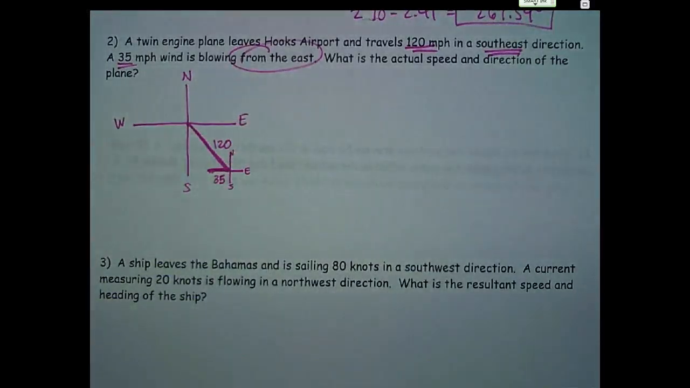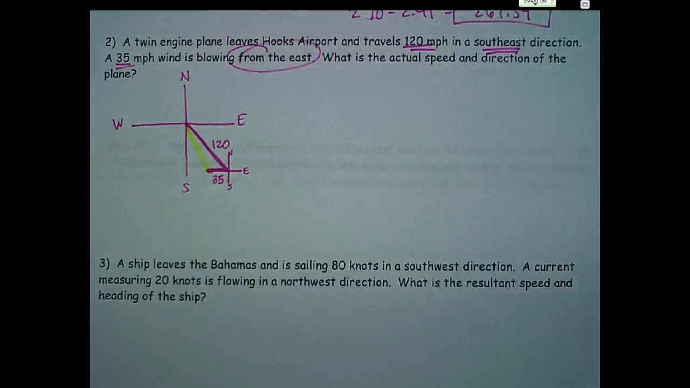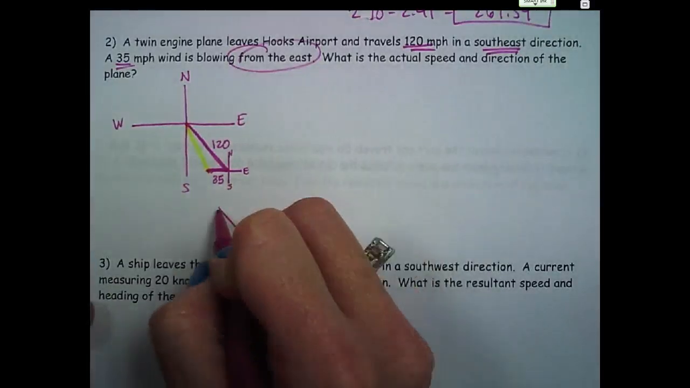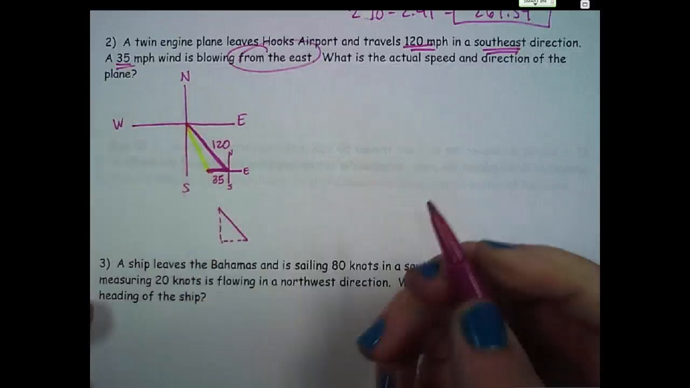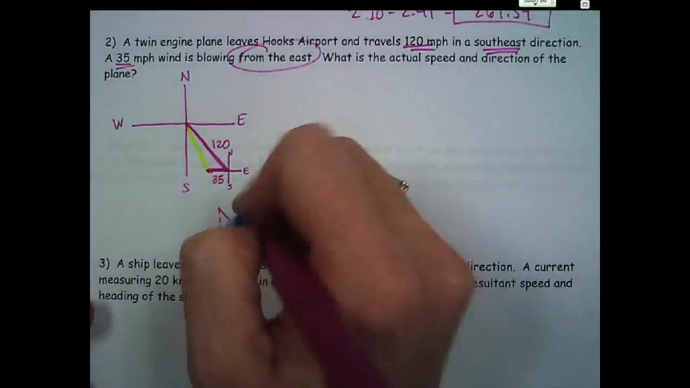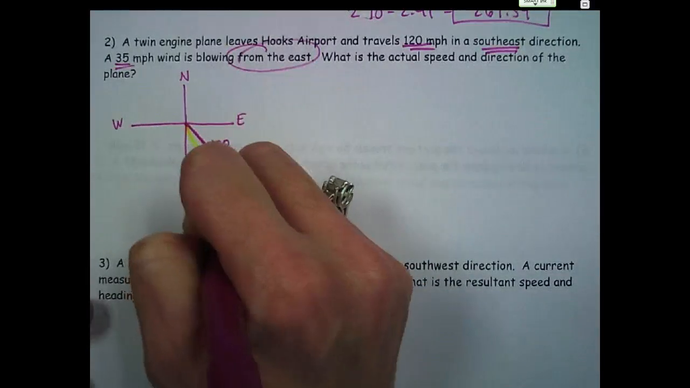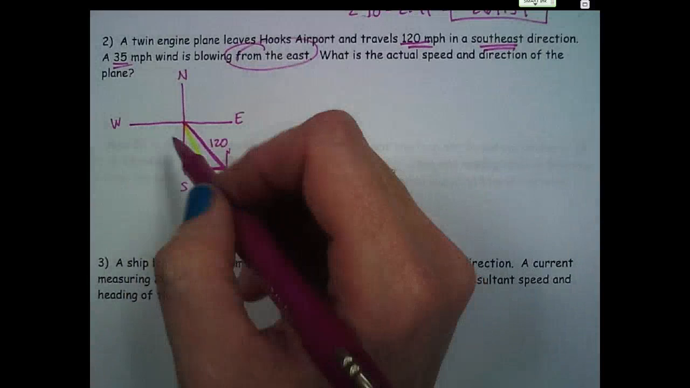The airplane is now traveling here, which is creating what figure every time? It did it last time. What figure is it making for us? A triangle. Okay, and I'm going to draw that triangle down here just because I think it helps. So here's the triangle that it's giving us. It's telling us this is 120, it's telling us this is 35, and I'm looking for the new speed of the airplane. I'm looking for that yellow line right here.